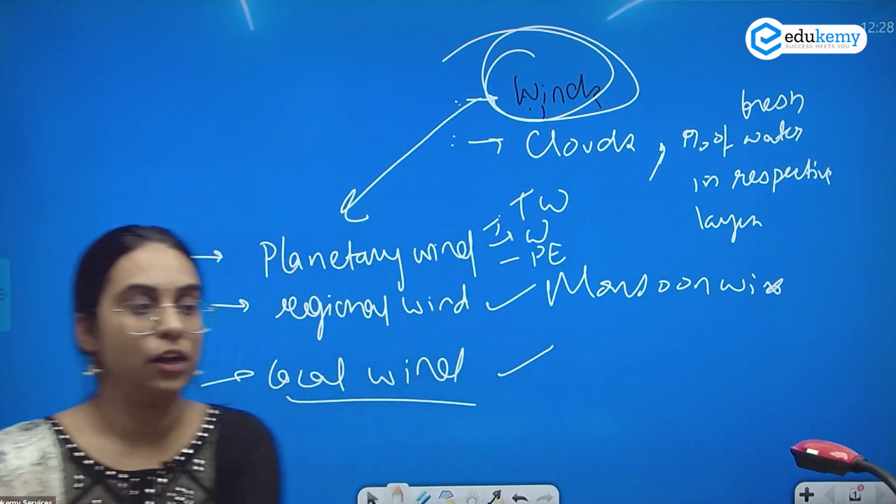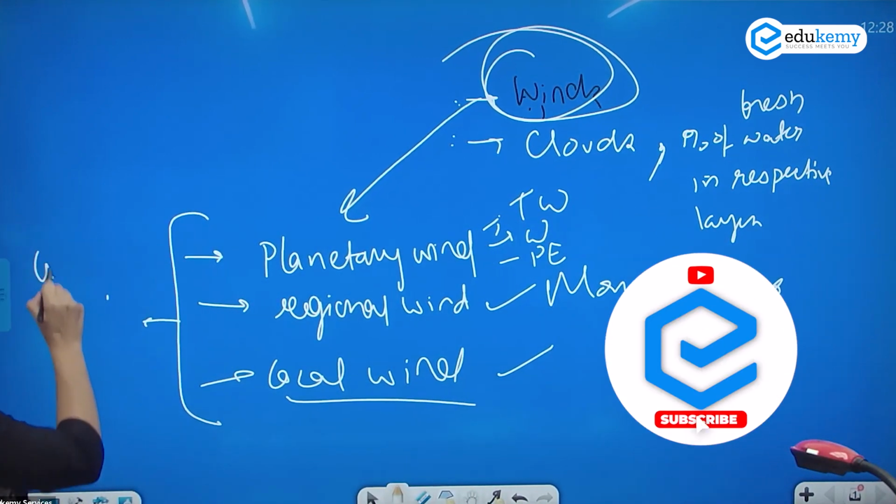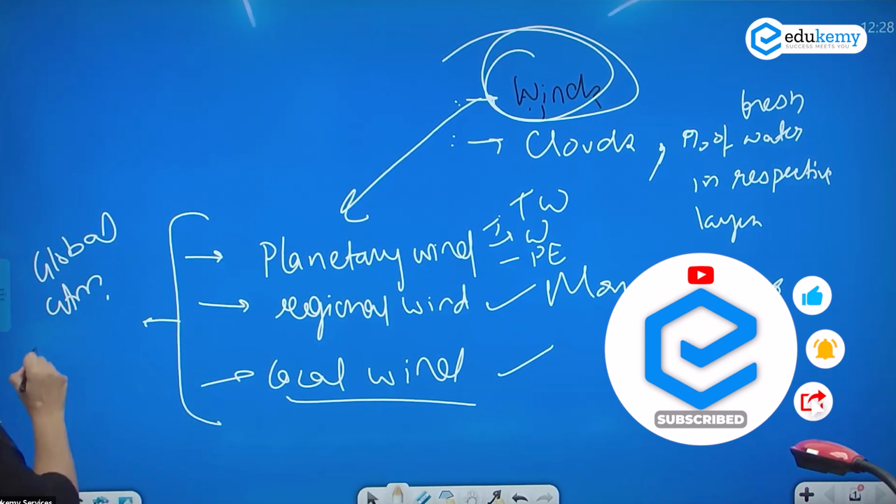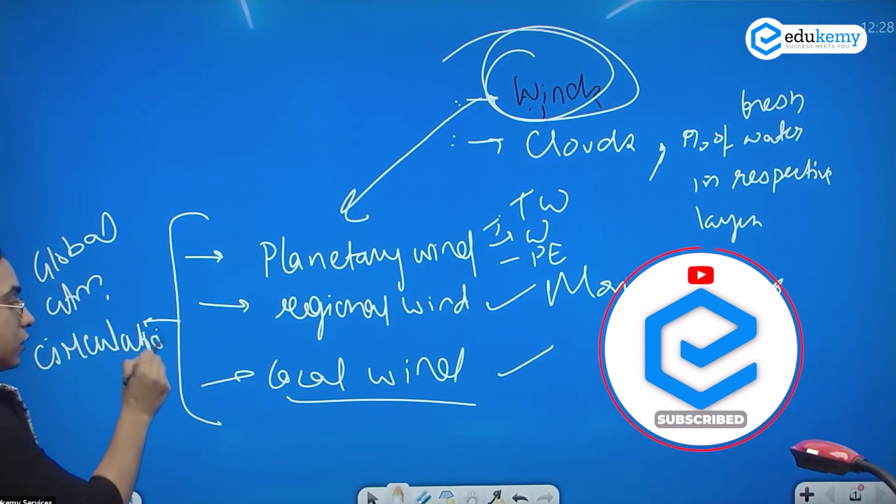For you to understand wind, you need to understand global atmospheric circulation. The global atmospheric circulation.